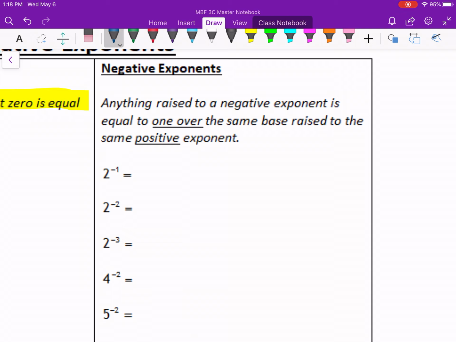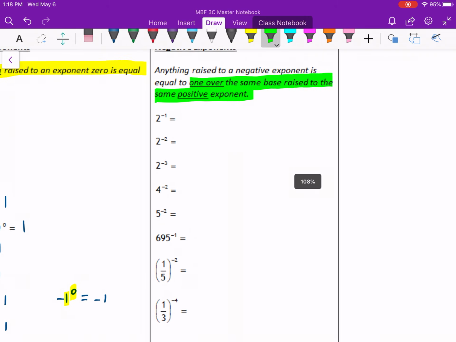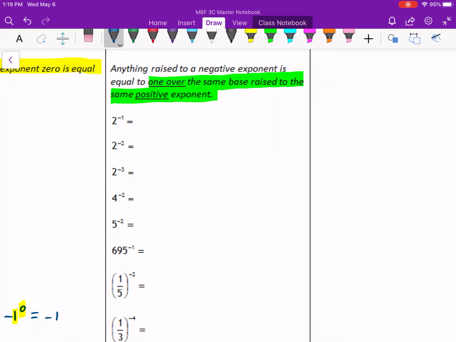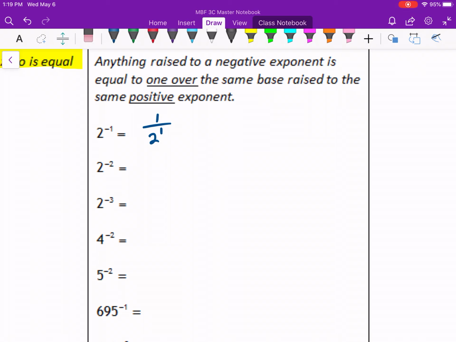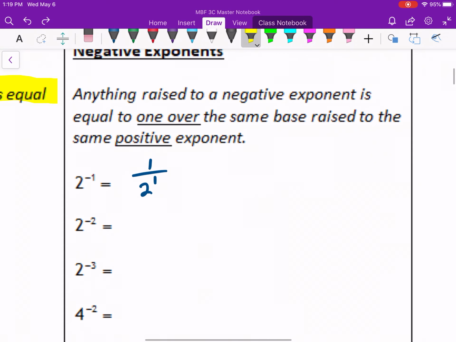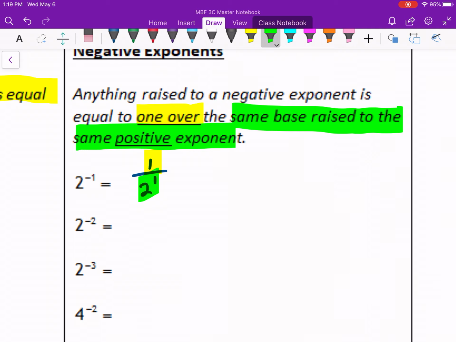Now, negative exponents, they're a little bit harder. Anything raised to a negative exponent is equal to 1 over the same base raised to the same positive exponent. So what that means is we'll do 1 over the same base raised, and we'll just drop the negative sign. So there's two parts. Here's the 1 over part. Then the same base raised to the same positive exponent. So those are the two different parts. And 2 to the 1 is just 2. So 2 to the negative 1 is the same as a half.